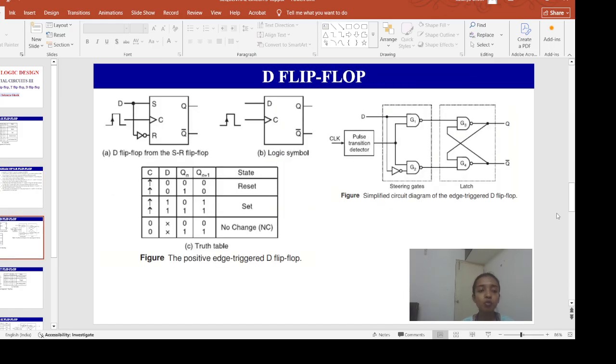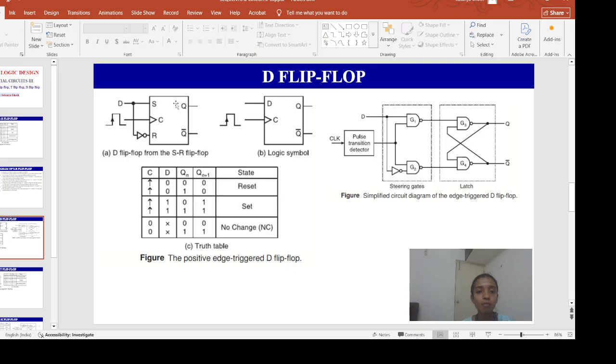Now we will move on to the D flip-flop. So what is a D flip-flop? We are discussing the edge triggered flip-flops over here, mainly the positive edge triggered flip-flops. The edge triggered D flip-flop has only one input terminal. You can see only one input terminal. The D flip-flop may be obtained from the SR flip-flop by just putting an inverter.